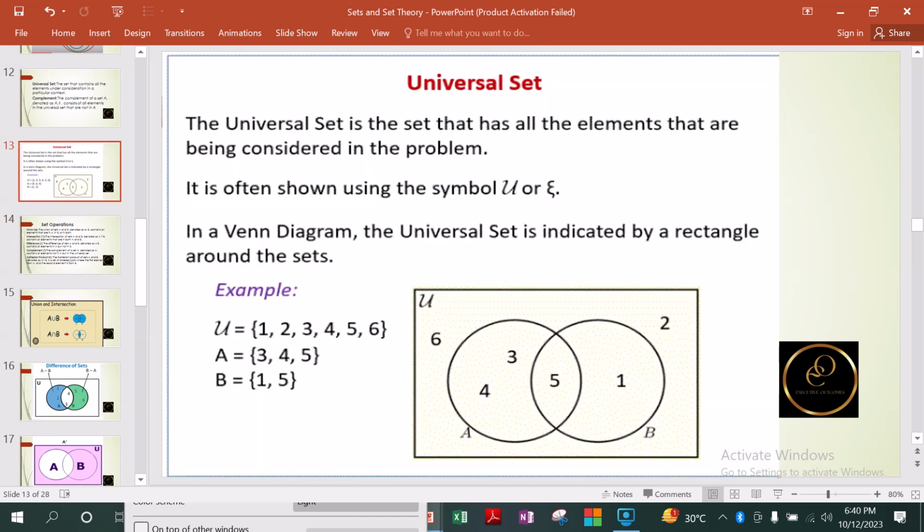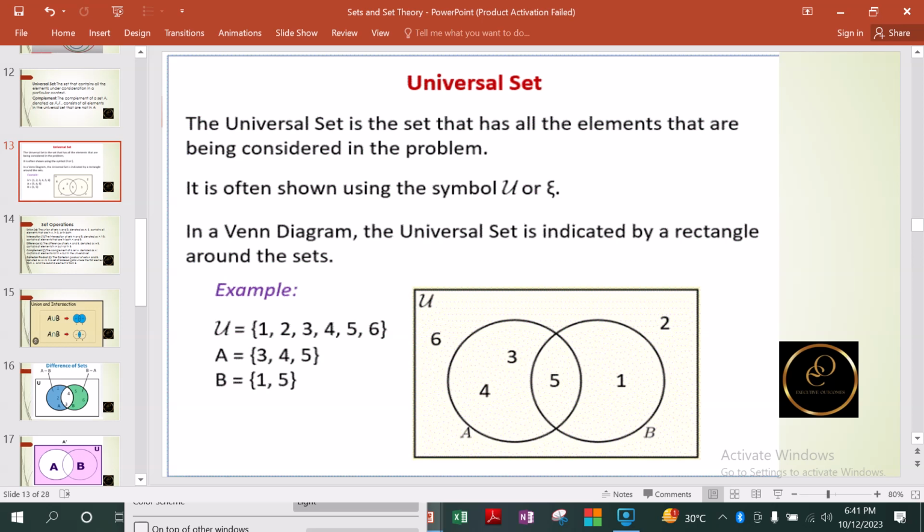If you say what is the A complement, it means that you are talking about all elements which are not in A. So what are the elements which are not in A? There is 6 here, it's not in A. There is 1 here, it's not in A. There is also 2, which is not in A. So that's what we call A complement.